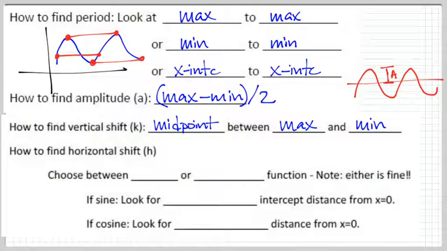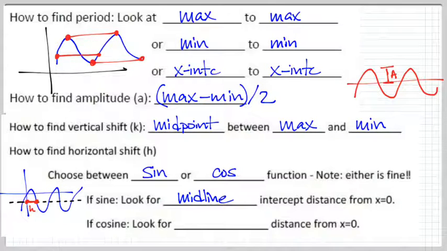First off, you have to choose whether you're going to use sine or cosine as your modeling equation. And either is fine. One's not necessarily better than the other. Sometimes choosing sine is easier, sometimes choosing cosine is easier, all depending upon the graph that you're given.